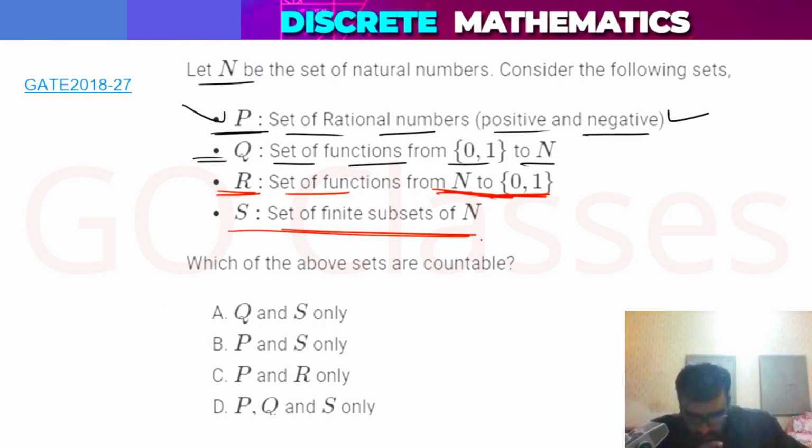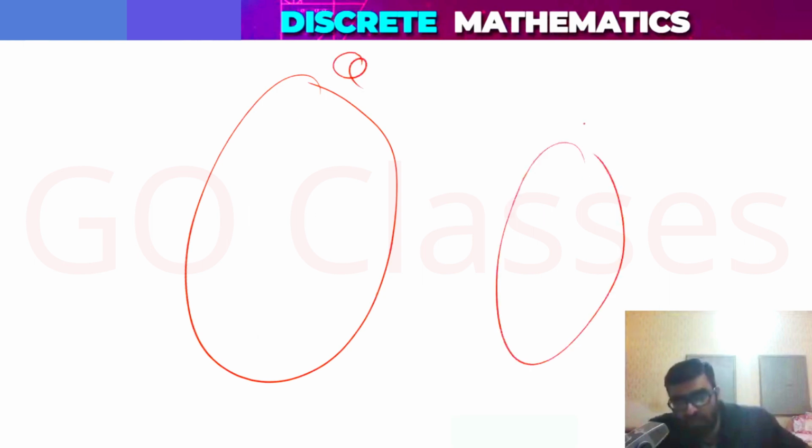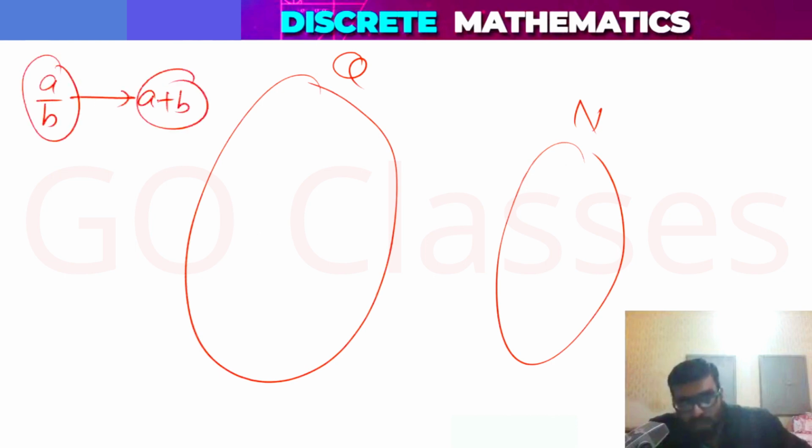In option A, more than one element is mapped to a single element in set N. So yes, Siddhant, you are putting a very nice point. Siddhant is saying that, for example, for the set of rational numbers, when we were mapping it with the set of natural numbers, I mapped a by b to a plus b. This is what I did, if you remember.